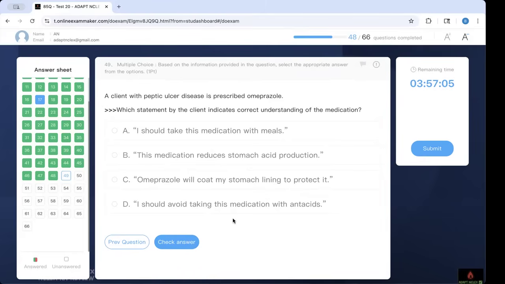It's a PPI, right? A proton pump inhibitor. What does that mean? This medication reduces acid production. I should take the medication with meals? You should take it 30 minutes before a meal. It does not coat the stomach lining. It's not sucralfate.